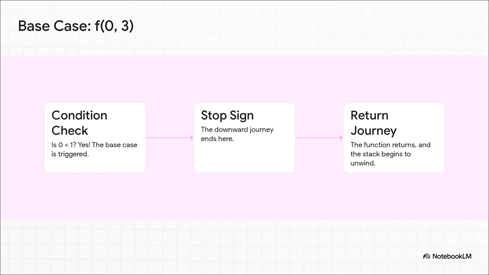Finally, f(0, 3) gets called. It checks the base case. Is 0 less than 1? Yes. At last, the stop sign is hit. It returns immediately. This is the trigger. The whole downward journey is over, and now the return journey begins.